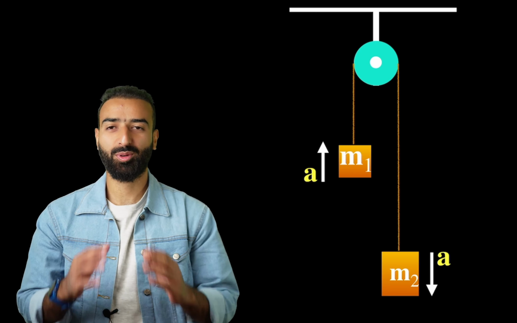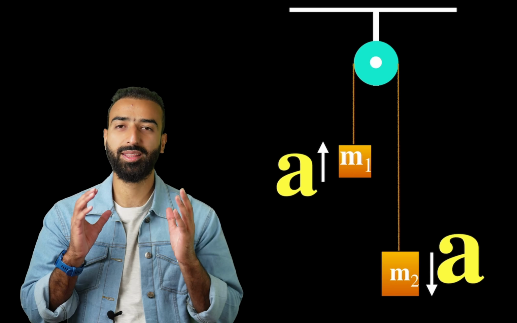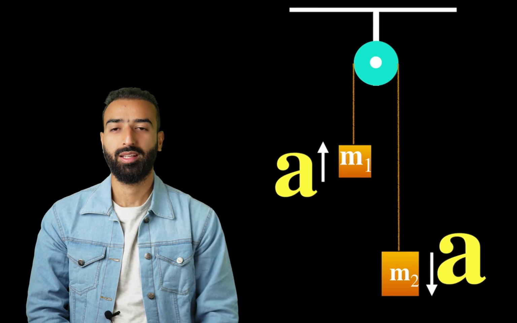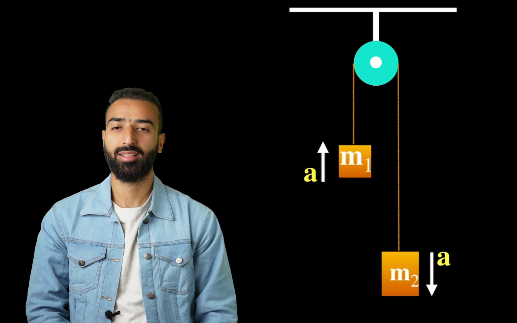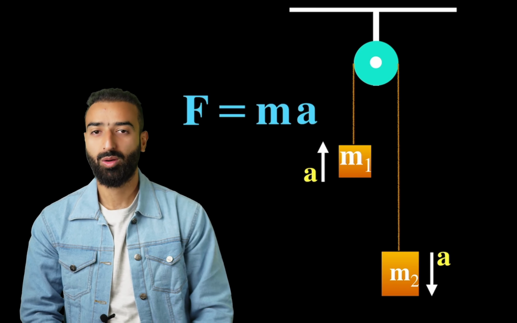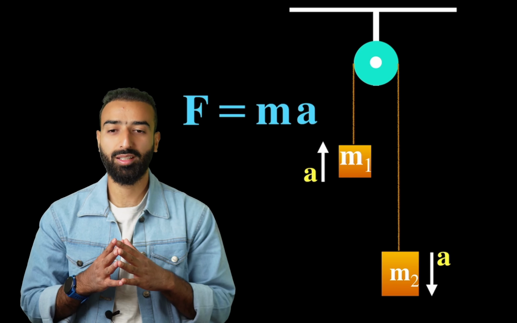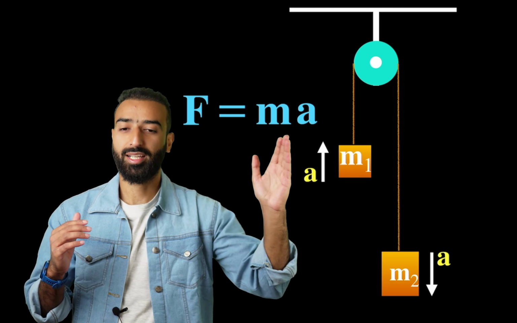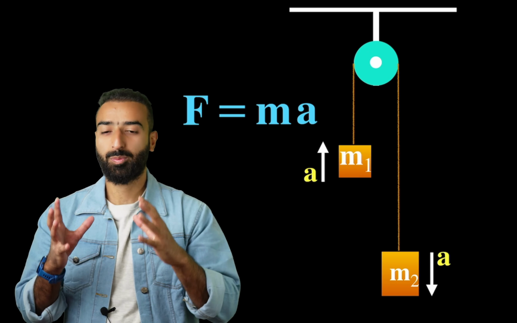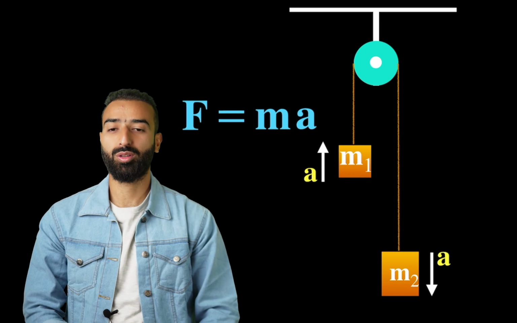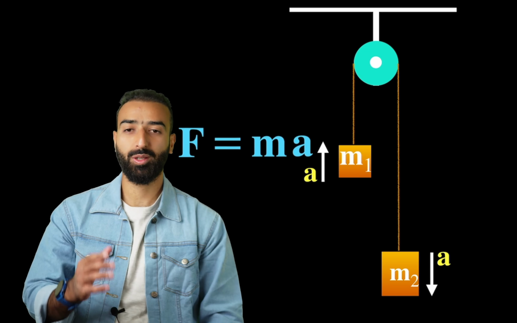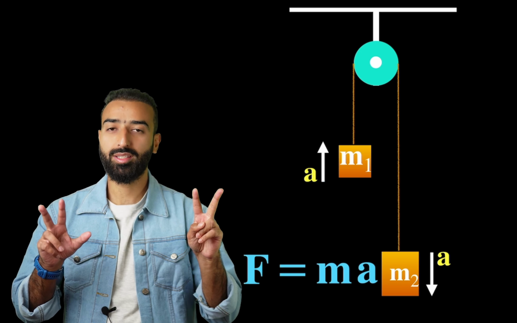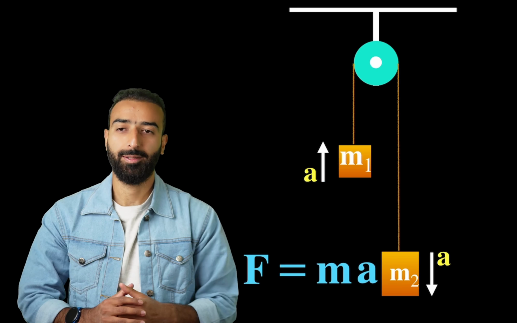Alright, let's try this problem together. So we want to find the value of A in terms of M1 and M2. So how do we do this? Let's use Newton's second law. What's Newton's second law? Newton's second law says force on an object equals the mass of that object times the acceleration. Our plan is to use F equals ma on mass M1 and F equals ma on mass M2, and we'll get two equations and then we'll try and solve for A.